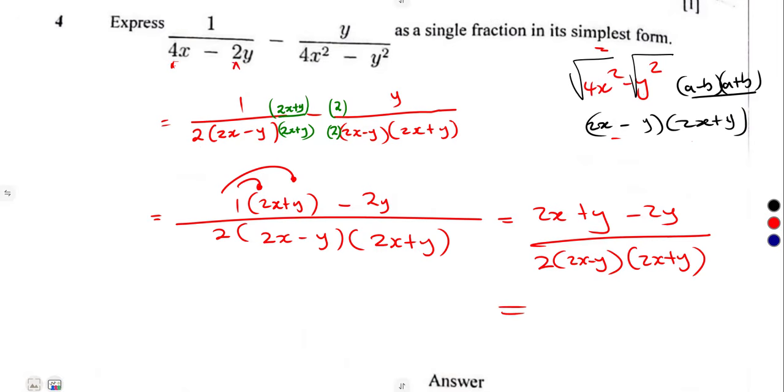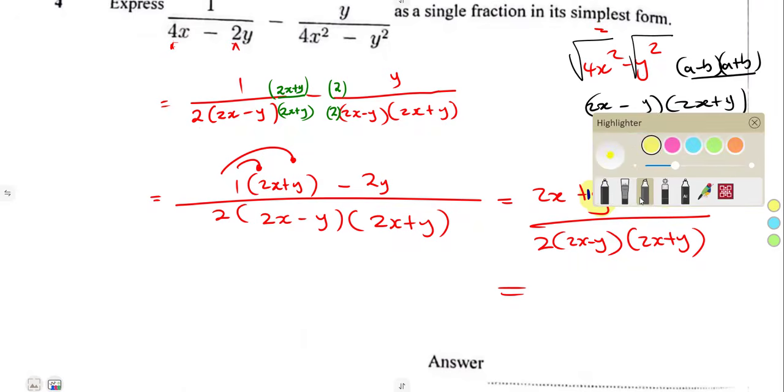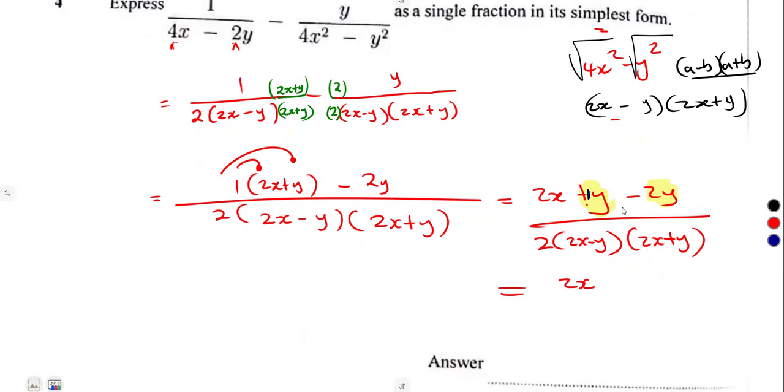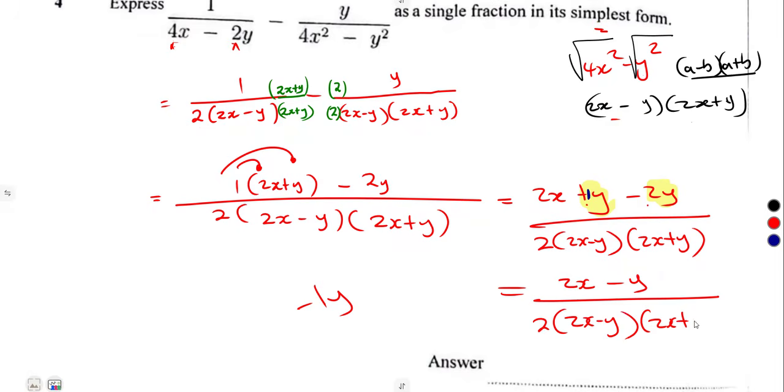So this is it. Collecting the like terms, this is y and y. These are like terms. So we can consider the part of y separately. So what are we going to have here? That is going to be 2x, then y minus 2y. That's minus 1y, which is what? Minus y. Everything over 2 into 2x minus y, 2x plus y, and like this. So we can see that the numerator 2x minus y and the denominator, this one, 2x minus y, are the same.